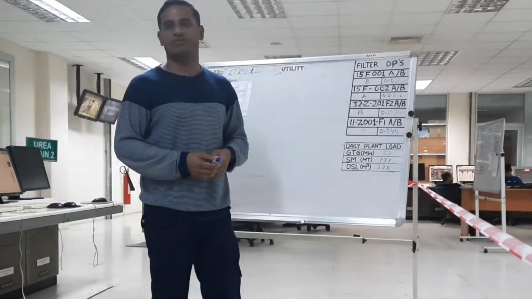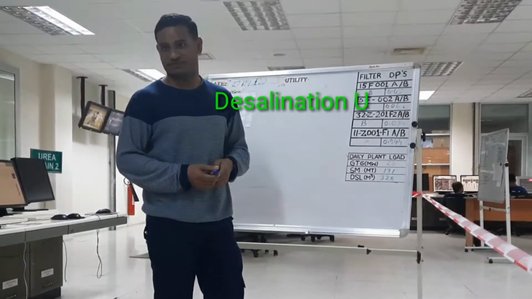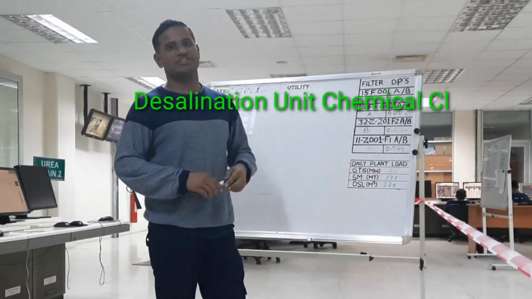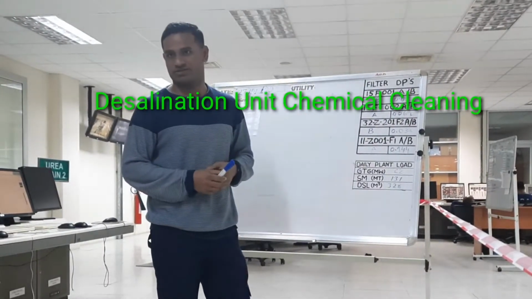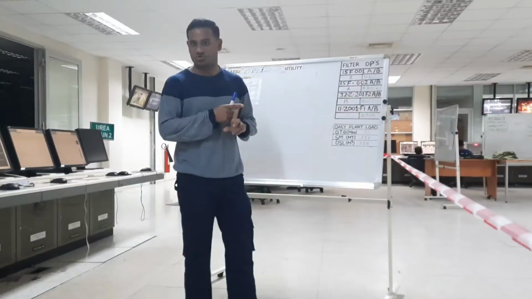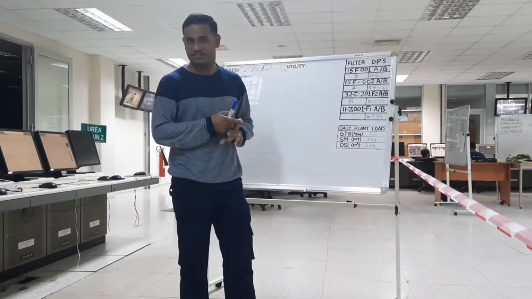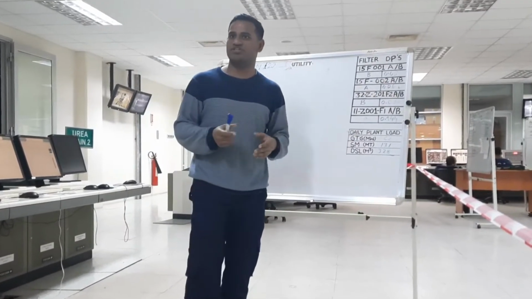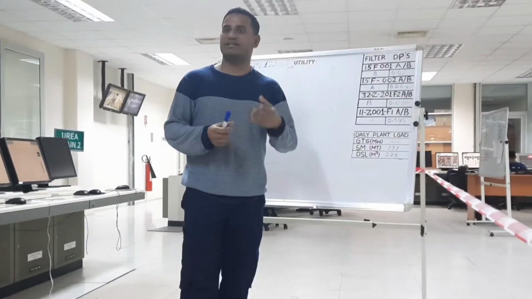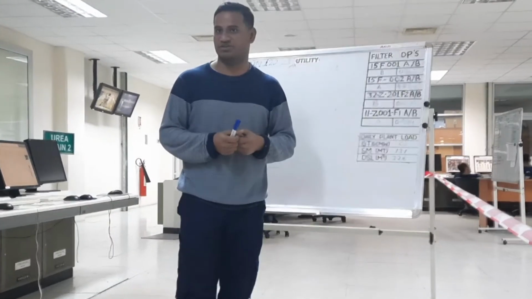Today we will discuss desalination unit chemical cleaning. For a desalination unit, normally two types of chemical cleaning are required: one is hydrochloric acid, another is EDTA. Why is the chemical required? Because if the desalination unit continues running, some scale forms in the unit.